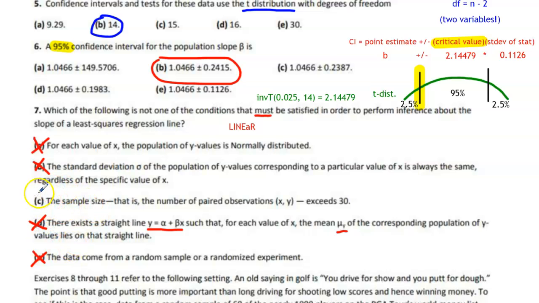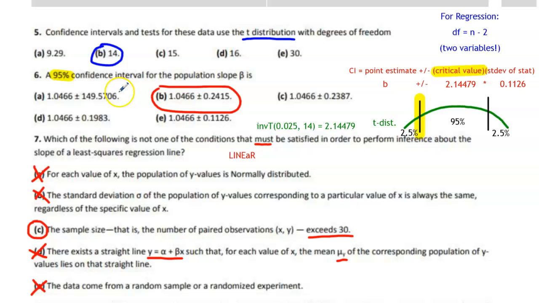The last one might surprise you. This does seem like it satisfies one of the conditions, right? It seems like it satisfies the normal condition. However, remember, it says it's not one of the conditions that must be satisfied. If the sample size is not greater than 30, we can still do linear regression inference. We would have to figure out another way to satisfy that normal condition, but we don't have to have over 30 samples. As a matter of fact, we did a couple of examples in our chapter that had a sample size of like 10 or 12.